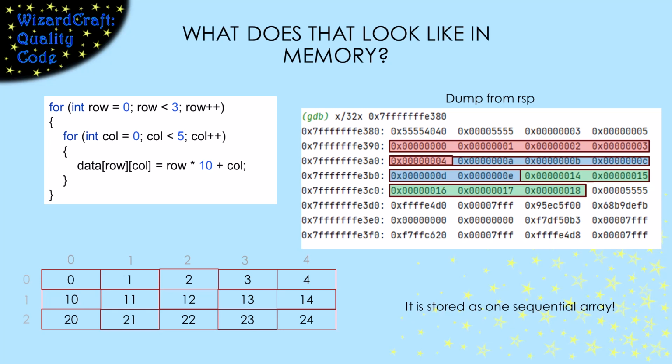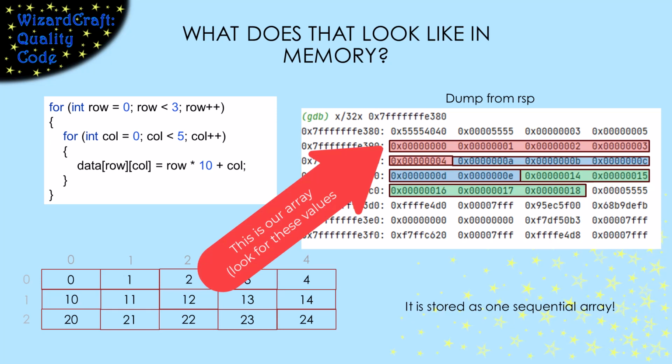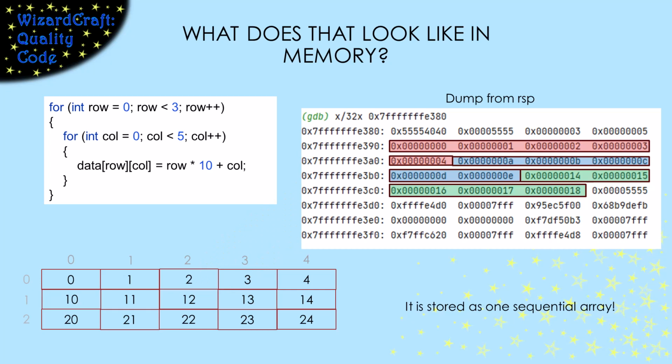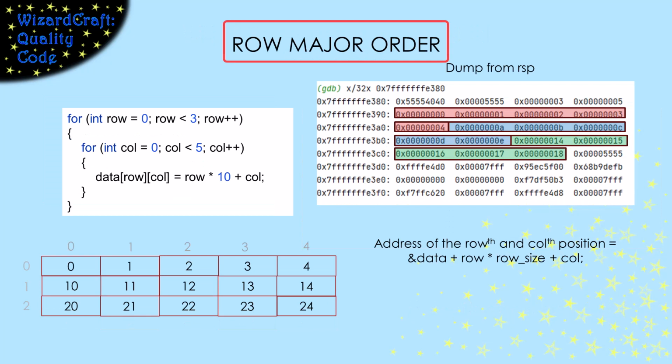I dumped the stack so that we can look at that. We can find our data here. The compiler actually stores it as a one-dimensional array. I've colored the rows so that you can find them. Row 0 is first, then row 1, and then row 2. That way of storing multidimensional arrays is called row major order.